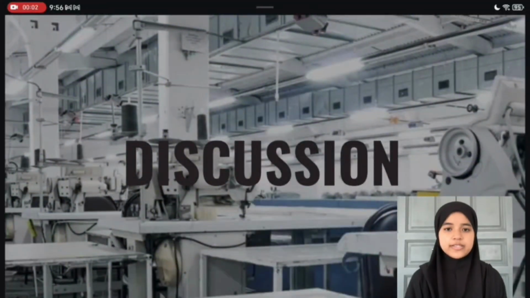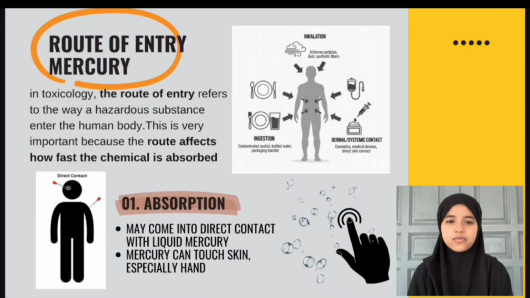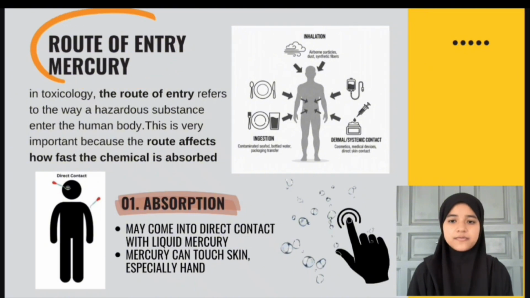Now, I will move on to the discussion part. I will explain one of the routes of entry, which is direct contact. Route of entry refers to how a hazardous substance enters the human body. This is very important because the route of entry affects how fast the chemicals are absorbed. In this case, mercury can enter through direct contact with the skin.